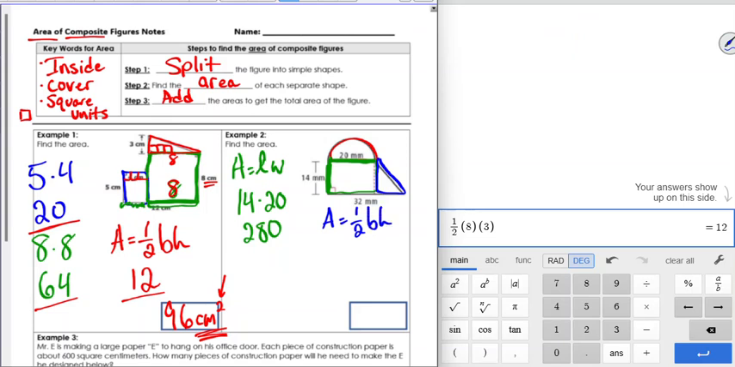Remember, you're not using Pythagorean theorem here. Pythagorean theorem is to find the missing side of a right triangle. That's talking about the border of the shape. Here we're talking about the area. So we're using area of a triangle, which is 1/2 base times height.